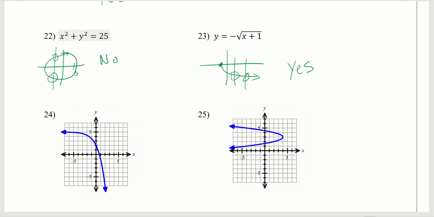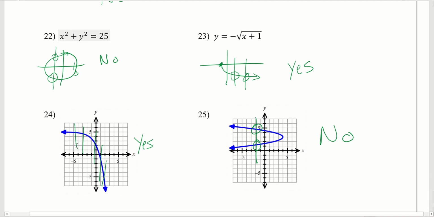24 and 25, those are really nice because the picture is given to you. So 24, again, is a yes, because it doesn't matter how many vertical lines I draw, it never hits the graph twice. And then 25, pretty straightforward, hits both right there and right there. And so this one's a big fat no, okay, unfortunately.